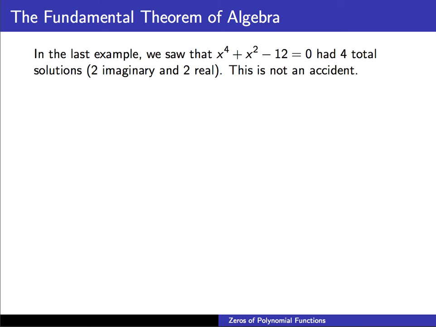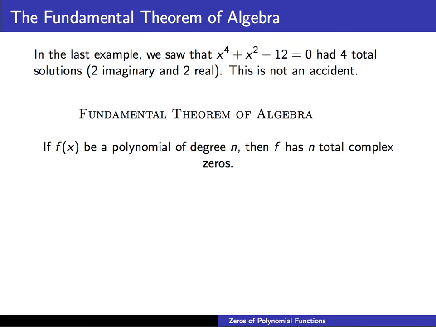And that's actually not an accident. There is a way to check to make sure that you've gotten all possible zeros, whether they be rational, irrational, or imaginary, and that's using the Fundamental Theorem of Algebra. It states that if we have a polynomial, f of x, and the degree is n, so in this example, the degree of this polynomial is 4, remember degree is the highest power of our variable that we have, then our function is going to have four total, or n total in general, complex zeros.